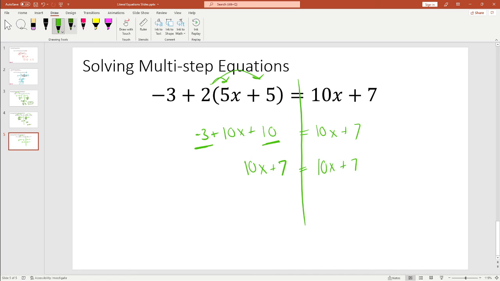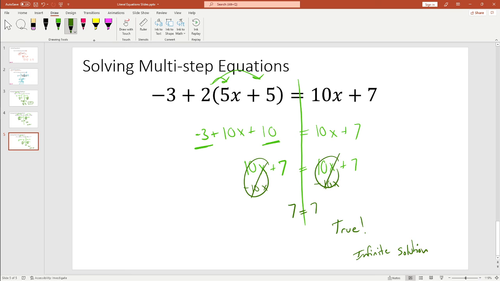So we're going to get another weird situation where if I try to move one of my variables by doing the inverse, it ends up canceling on both sides. But in this case, this is a true statement. 7 is equal to 7. So because when I solved it, I ended up with a true statement, this means there are infinite solutions.